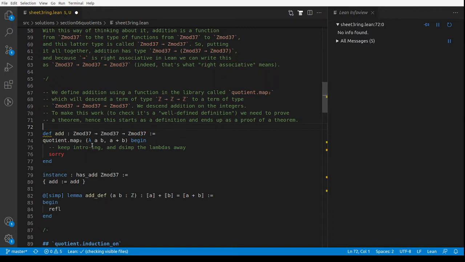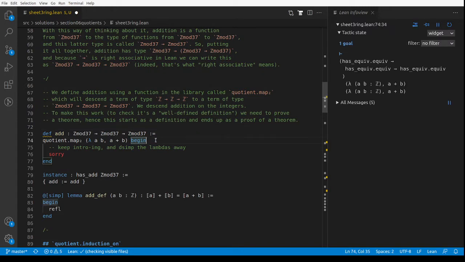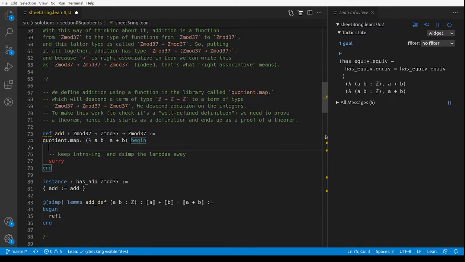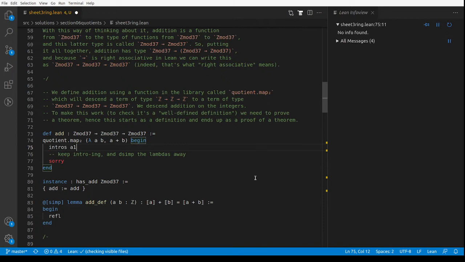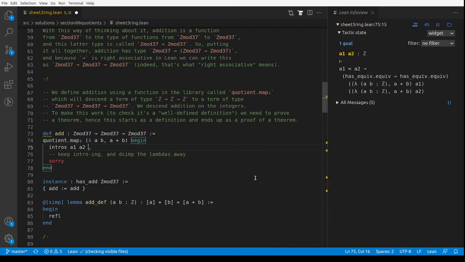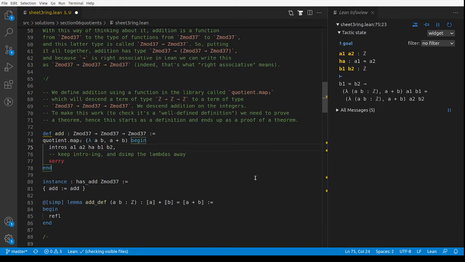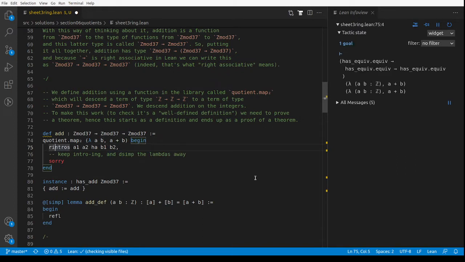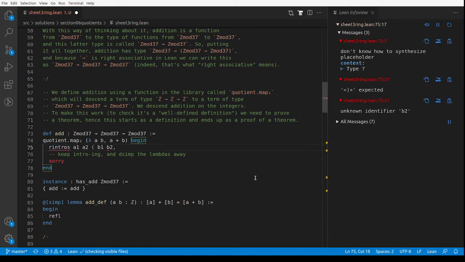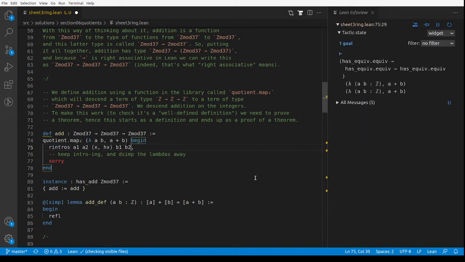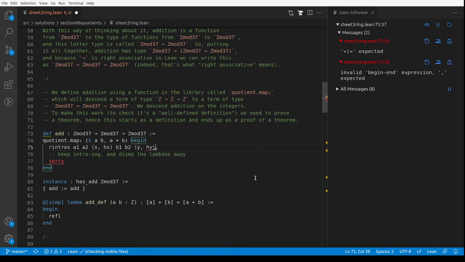So there's quotient.map2 to begin. So I'm going to have to prove some lemma, something like if a is congruent to a prime mod 37 and b is congruent to b prime mod 37, then a plus b is congruent to a prime plus b prime. So it looks like a complete mess, but let's assume that that's what Lean's asking us. So let's do intros a1 and a2, and then H, A, and then B1 and B2. Let's rintros it because we've got a lot to get through. So this is whatever X, H, X, and then B1 and B2, and then Y, H, Y.